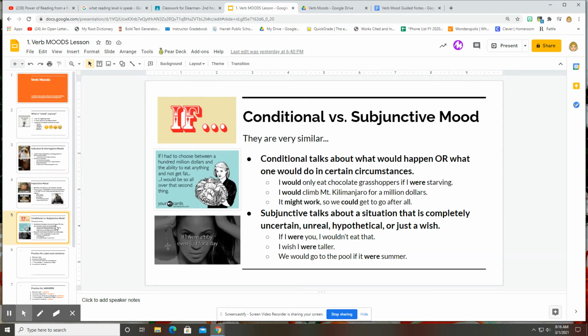Subjunctive, however, talks about a situation that's completely uncertain or unreal or very hypothetical, maybe even just a wish. And this is where we see were. If I were you, I wouldn't eat that. You can never be someone else, so that is subjunctive. I wish I were taller. You're not going to be taller right now, so it's a wish. So that's subjunctive. We would go to the pool if it were summer. Unfortunately, right now it's not summer.